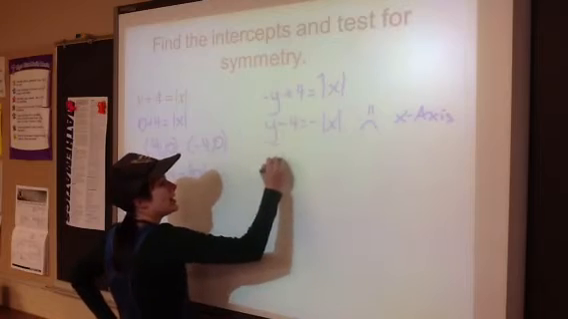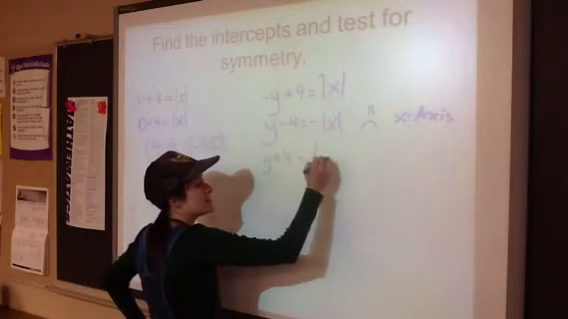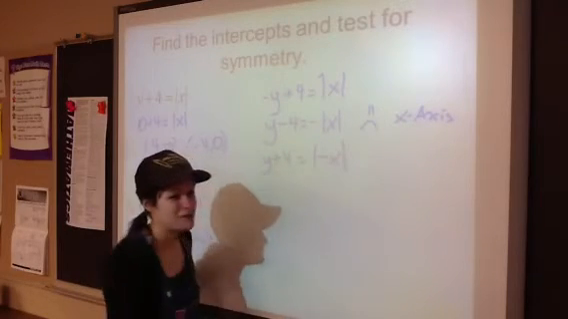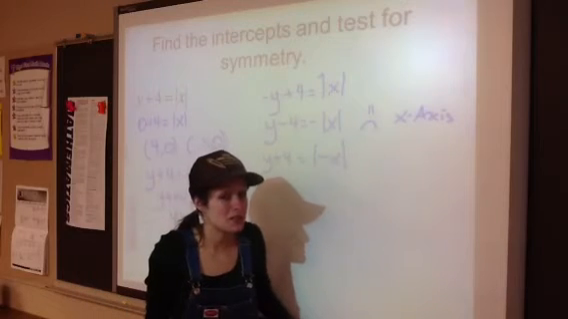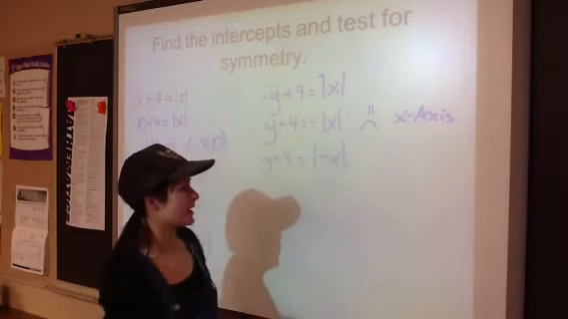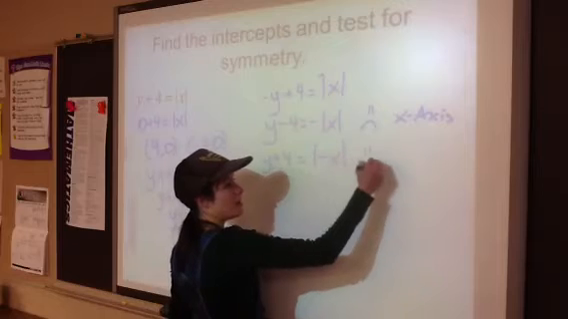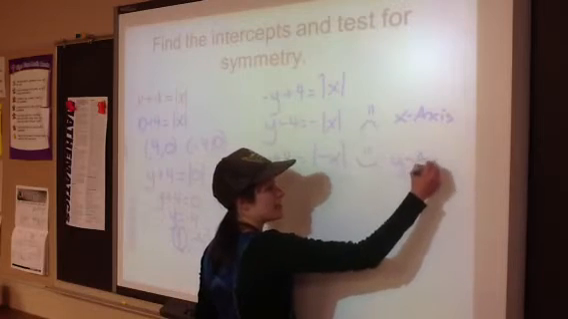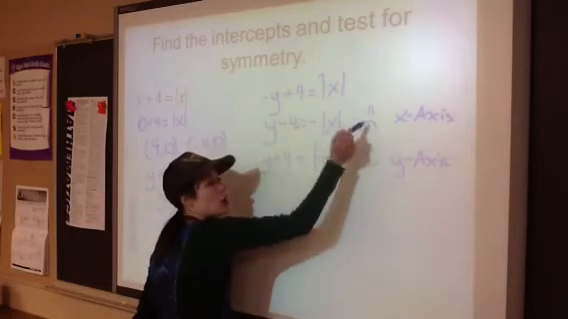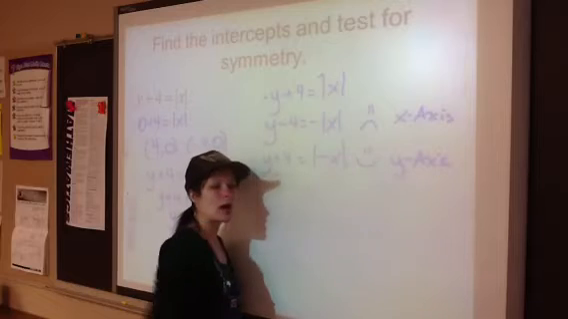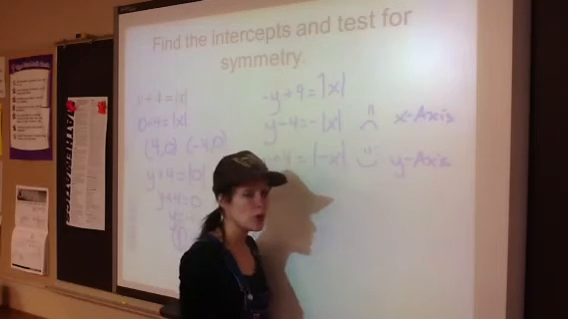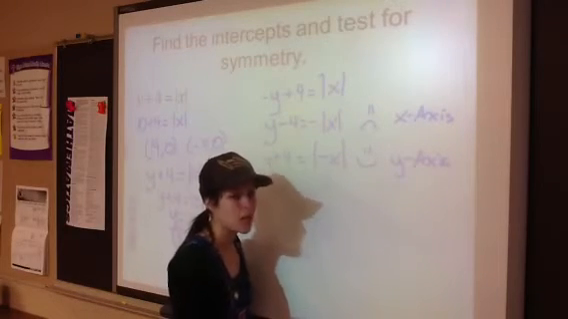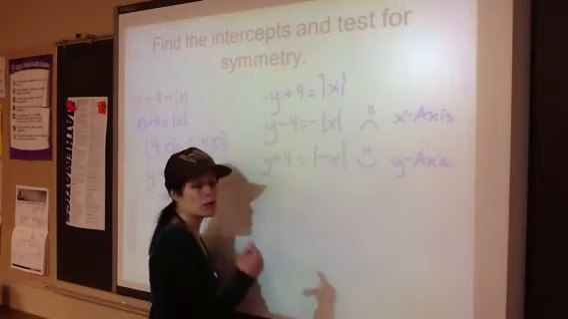We put in negative x. What's the absolute value of a negative x? A positive x. So yay, y-axis is a taker. We got no on x, yes on y. Based on what I just told you, what would you assume for origin? No, but we're going to check to make sure.